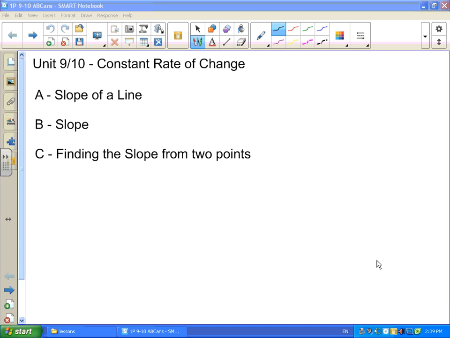So this is the first lesson on our material in Unit 910. Topic in Unit 910 is constant rate of change. And the big topic that we're going to be looking at here, this covers the material in boxes A, B, and C, is we're looking at the concept of slope. What is slope and how do we calculate slope? Both from a graph and if we have the coordinates of 2 points.